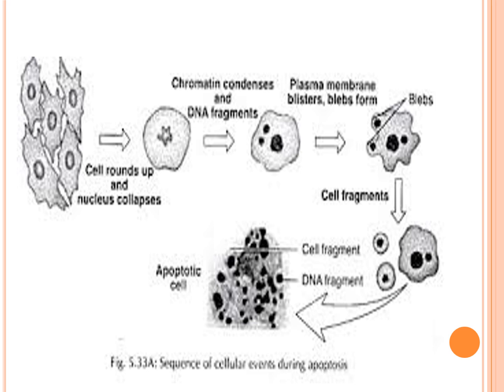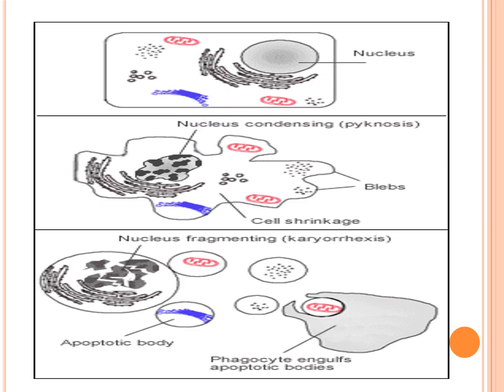So you can see cells round up and the nucleus collapses. The chromatin condenses and DNA breaks down into fragments. The plasma membrane blebs, blisters and blebs form. These blebs will break down, separating off and forming the apoptotic bodies. Okay, so this will be engulfed by the macrophage. This again shows the nucleus condensing, bleb formation, nucleus fragmenting, and the apoptotic body separating and being phagocytosed by the macrophages.